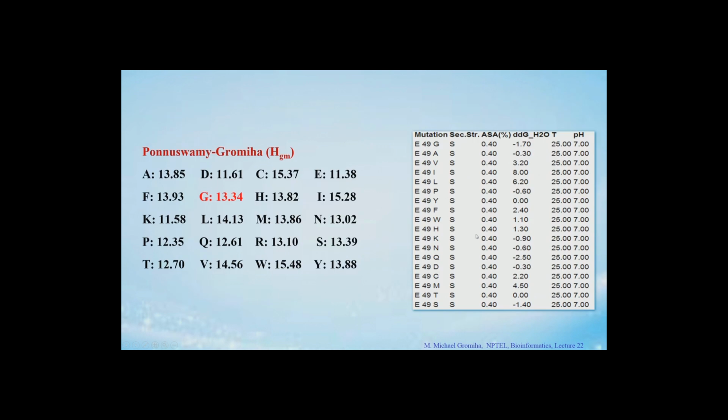So I show another example. Here, if you see, glutamic acid at position 49 is mutated to different residues. What is the secondary structure for this mutant? Strand. Okay, this is strand. Where is it located? Buried or exposed?